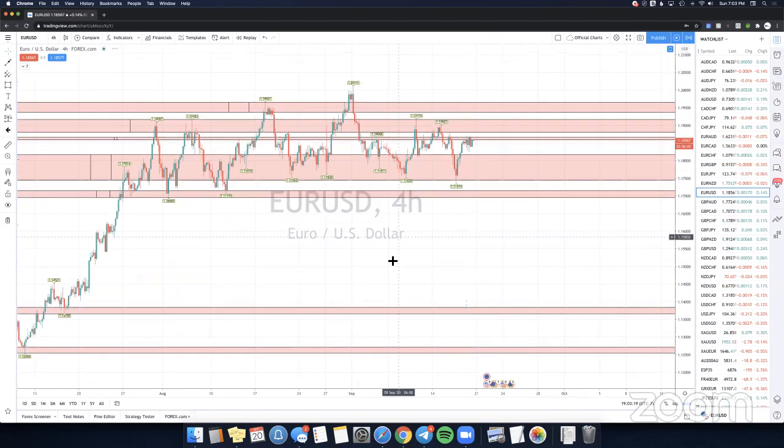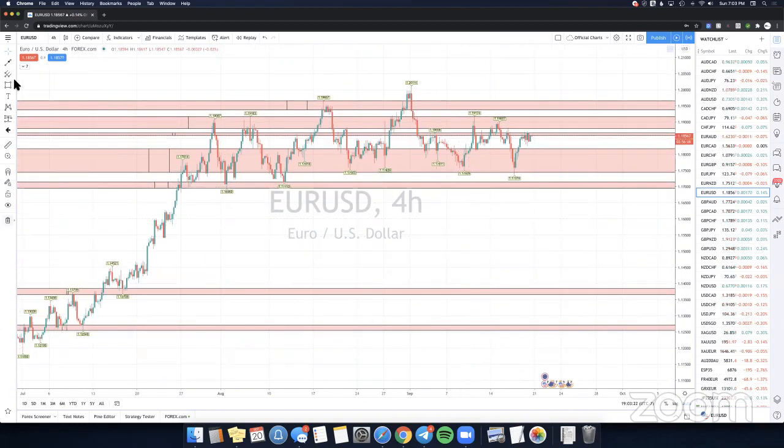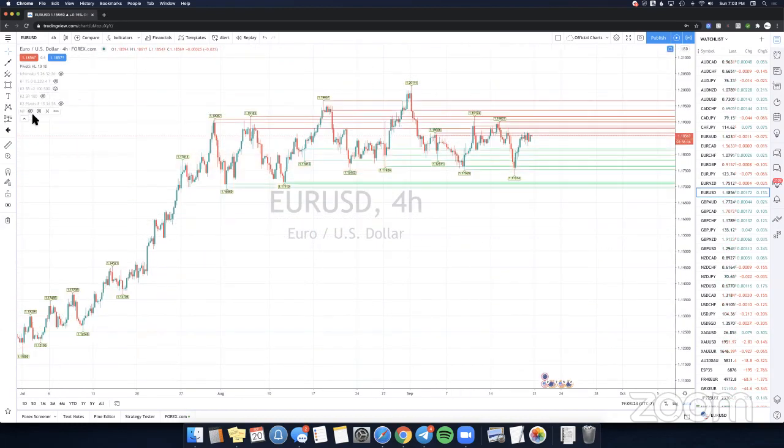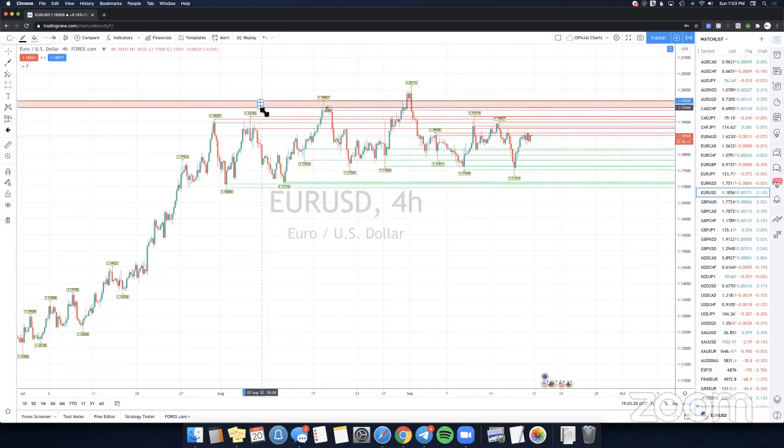So let's move on to the next pair. Euro USD. Delete that. K2SRs. There goes that upper zone.